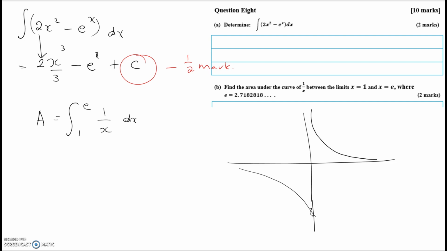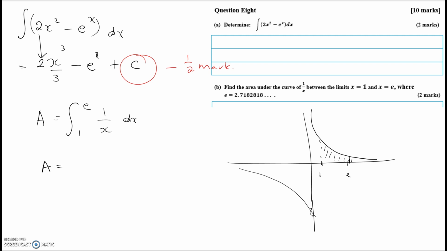1 over x is like that, so it's between 1 and e, so we don't have a problem. Everything is above the axis, so that's fine. We don't need to worry about absolute values or anything. So then we can go right ahead.